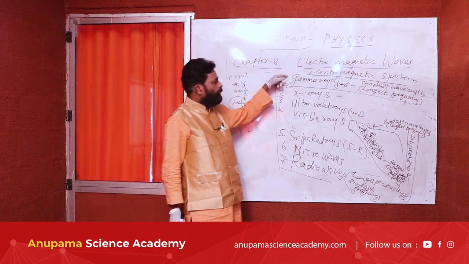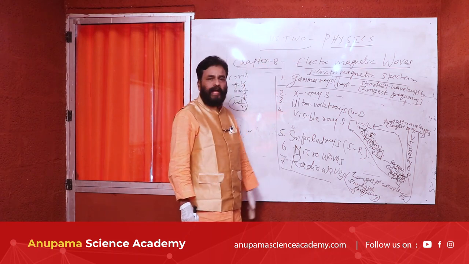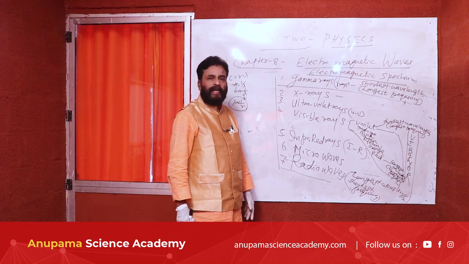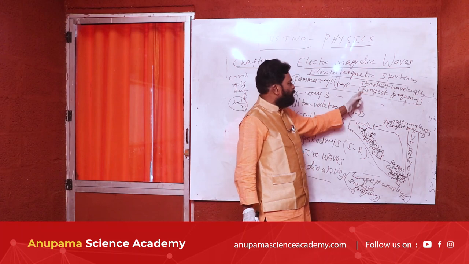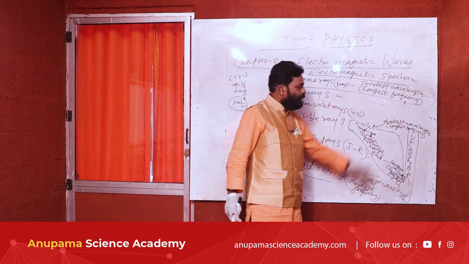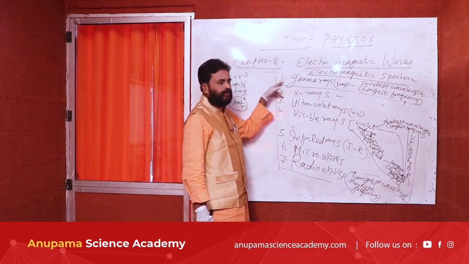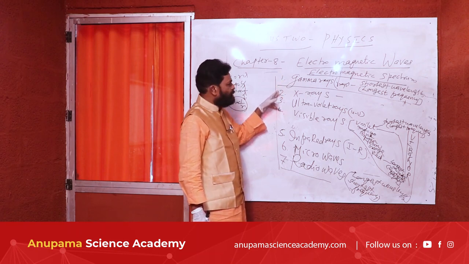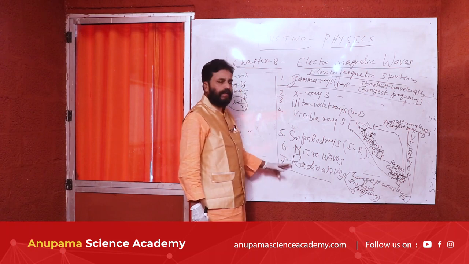So a question to be asked: write down the different members in the electromagnetic spectrum in the ascending order of wavelength, or write down the names of the seven members in the electromagnetic waves in the descending order of frequency, decreasing frequency. Ascending order of wavelength means increasing wavelength. What are the seven members? Gamma rays, which is of shortest wavelength or longest frequency, then X-rays, then UV rays, then visible rays, from violet to red: violet, indigo, blue, green, yellow, orange, red. There violet is the shortest wavelength, red is the longest wavelength, then infrared rays, then microwaves, then radios.